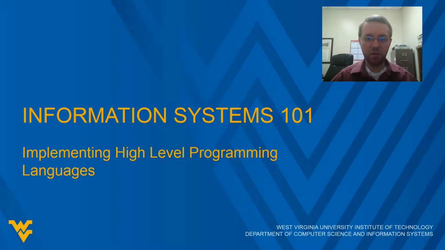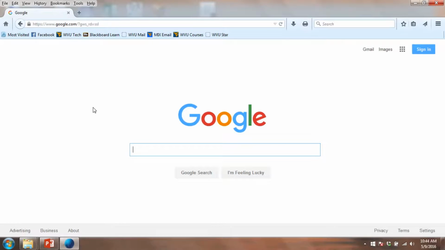In this lecture, we'll show how to implement some of the more common high-level programming languages. In the last lecture, we introduced this idea of high-level programming languages. So we went over some of the more common examples. We looked at Java, C++, C#, Ada, Python, and these are really great languages.